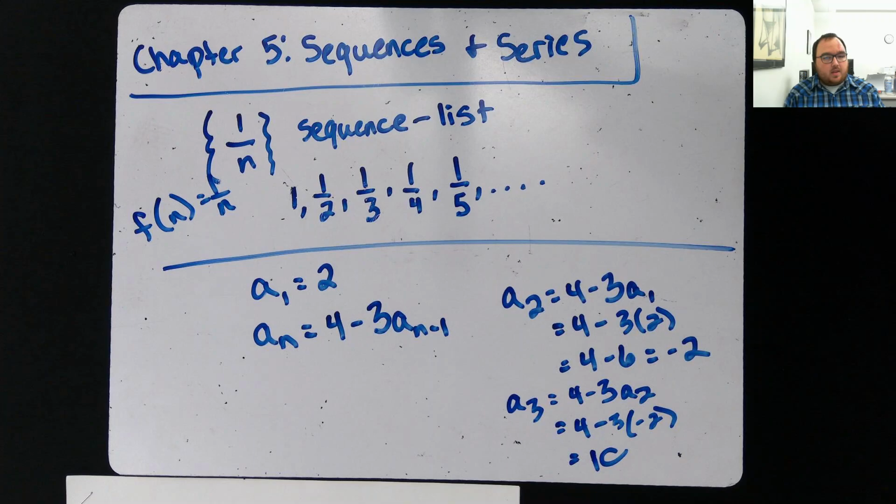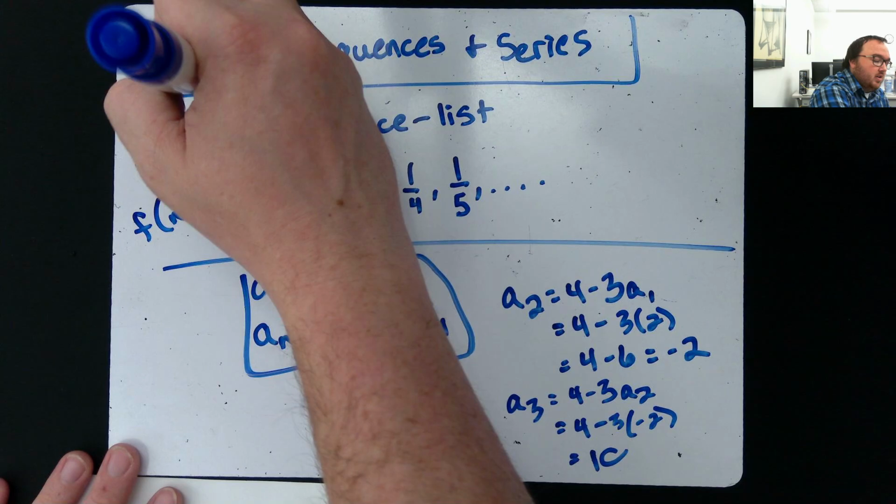So it could be written like this, which is the most common way, or it could be written like this. Again, this is an explicit formula. This is a recurrence relation. Either way.